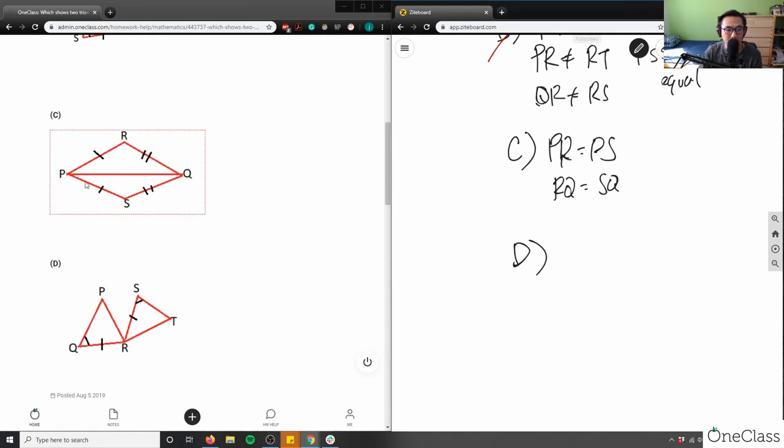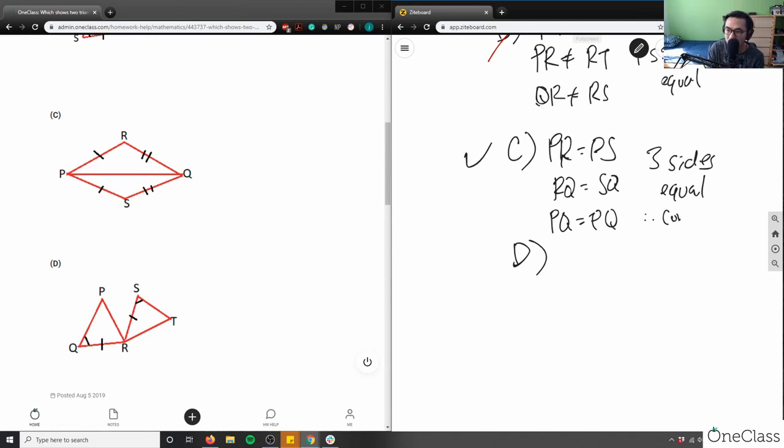And then what about PQ? This last line here. Because the two triangles share this side, PQ equals PQ, right? They share the same side, so it has to be the same length. Which means this answer is correct, because I have three sides equal to each other. So therefore it's congruent. Sweet, so C is our correct answer here.